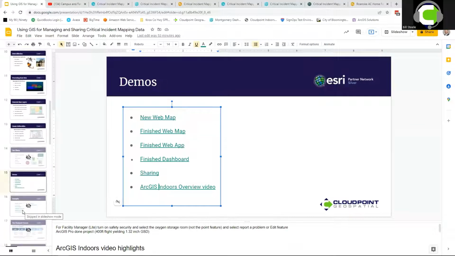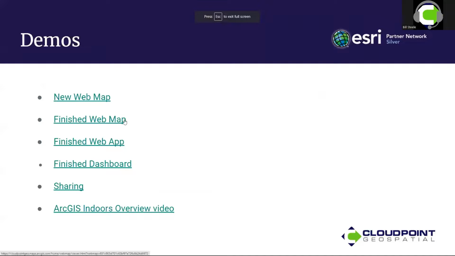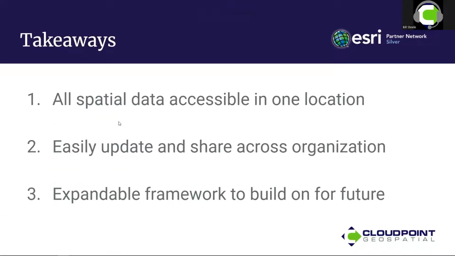And what I'd like to wrap up with are some takeaways that I want to reinforce on this concept of using GIS, especially for facility management and critical incident mapping. Number one, again, all spatial data is accessible in one location. So you have your floor plans, you have your asset layers, you have your safety and security layers. You can add utility information, utility shutoffs. It's all in one location.